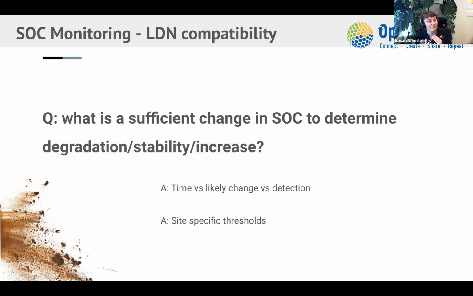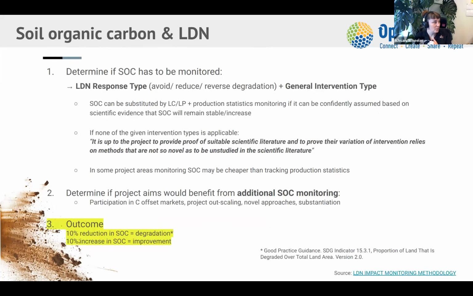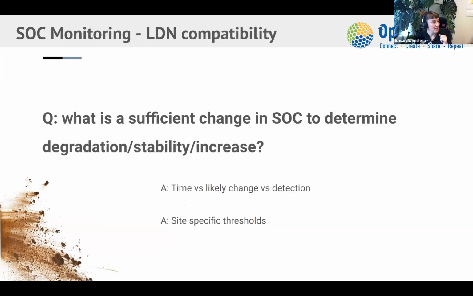And in addition, I'd really make a plug for site-specific thresholds, because this prior 10% reduction leading to degradation, if you run out the numbers, basically most of the time your carbon will be stable, even if it's gradually degrading. And so after 10, 15, 20 years, you find out, oh, actually it's degraded, okay?